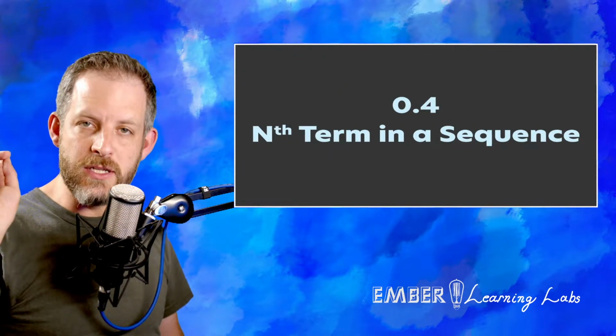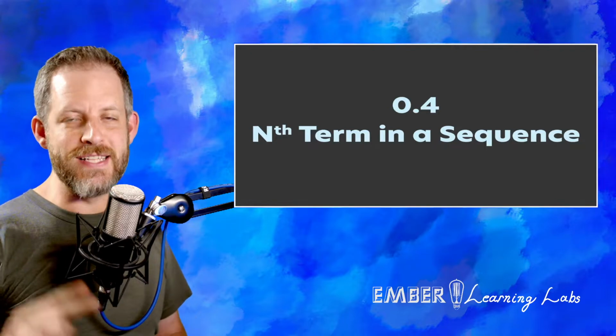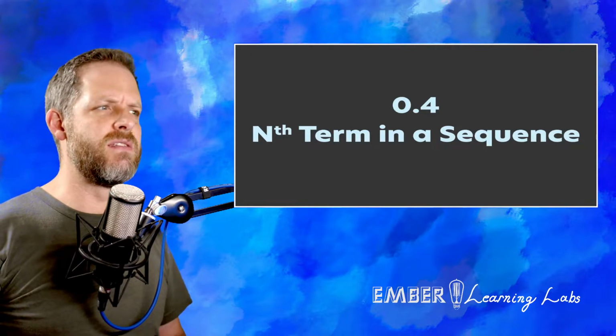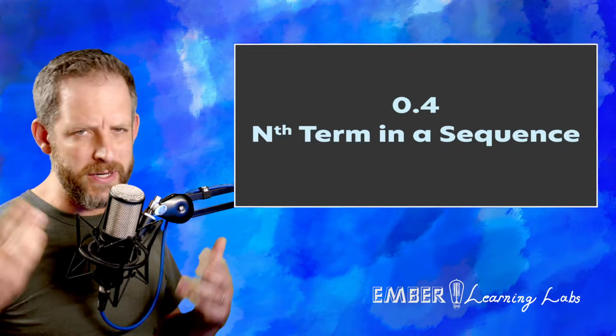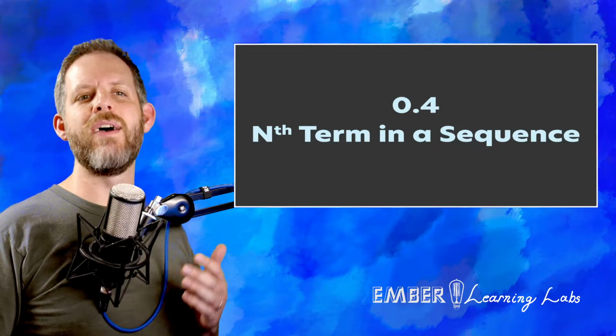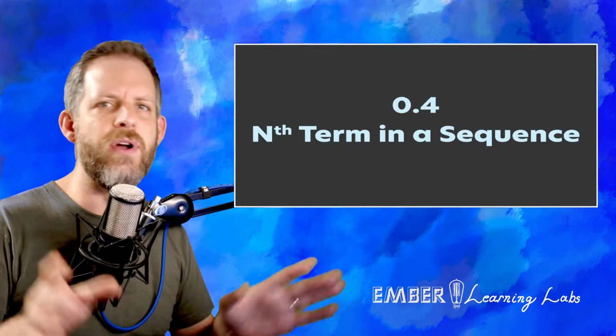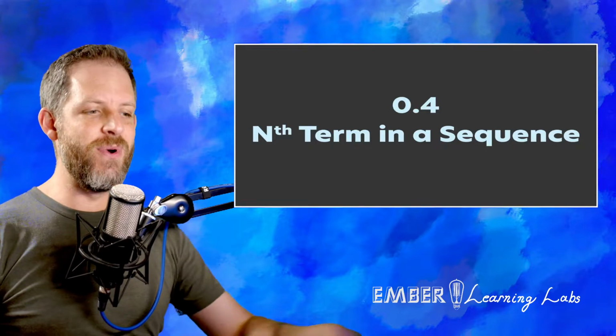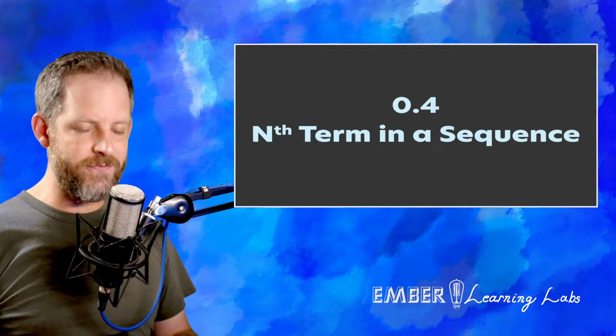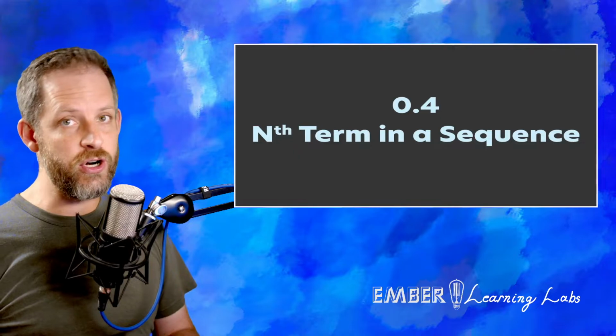This is going to be our review lesson number 2, but it's lesson 4 in the book we're following along with. So that's why the weird numbering. But speaking of weird numbering, we're going to talk about finding the nth term in a sequence.